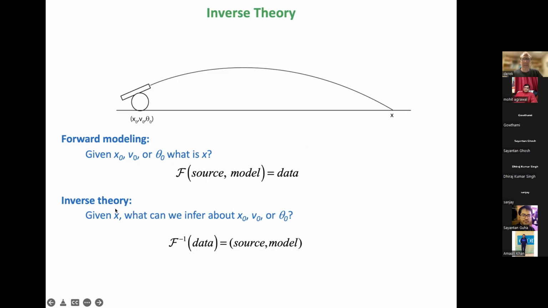In inverse theory, we say, given X, what can we infer about X naught, V naught, or theta naught? So we take the data and we try to infer information about the source or the model. And you can imagine if I know the projectile landed at X, I could have one X naught and one V naught that fit the data, as well as another X naught and another V naught that fit the data. So inverse theory will often create a multitude of possible solutions.